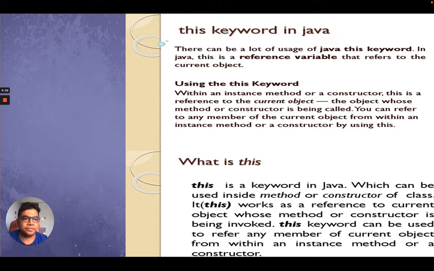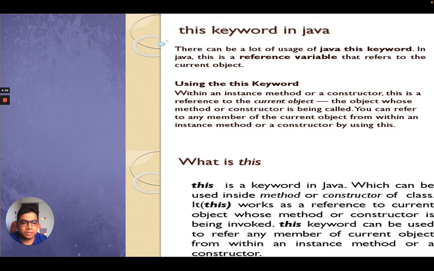In Java, it is a reference variable that refers to the current object. So the current object can be referenced by this keyword. So what is the use of this keyword? Within an instance method or a constructor, this is a reference to the current object, the object whose method or constructor is being called. You can refer to any member of the current object from within an instance method or a constructor by using this.